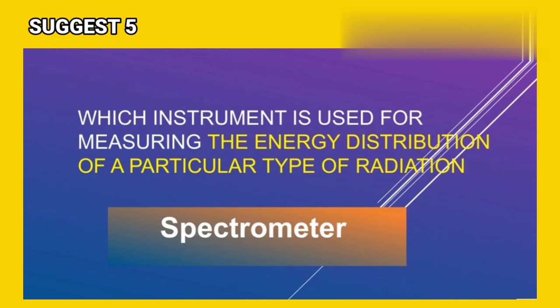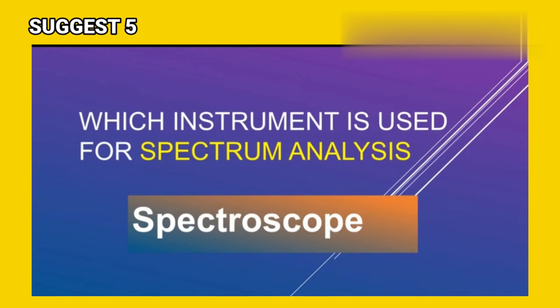Which instrument is used for measuring the energy distribution of a particular type of radiation? Answer, spectrometer. I repeat, which instrument is used for measuring the energy distribution of a particular type of radiation? Answer, spectrometer.